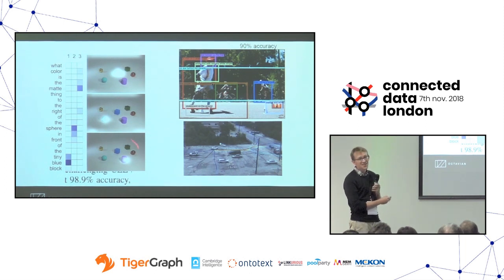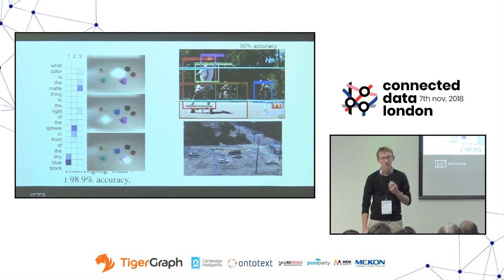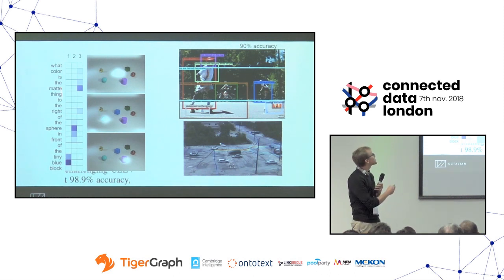This is doing reasoning, okay? Reasoning on images from text. So the input question is, what color is the map thing to the right of the sphere in front of the tiny blue block? So you give the network this question and this image, and in multiple steps, it works out how to answer the question.